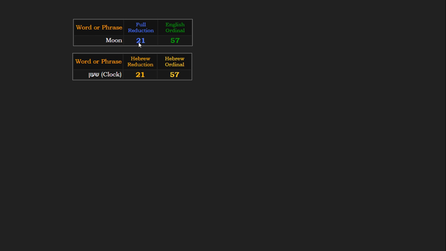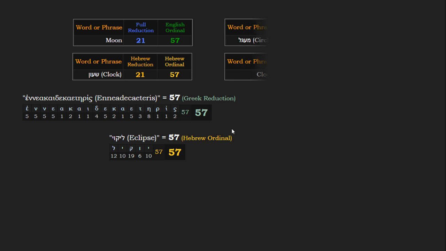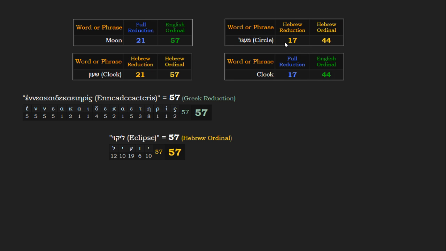In English, moon equals 21 in reduction and 57 in ordinal. Intriguingly, these are the same numbers as the word clock in Hebrew. Think about how most clocks are circles. The word circle in Hebrew sums to 17 and 44. In English, 17 and 44 are the numeric values of the word clock. In regards to the 57, the Metonic cycle in Greek is called aniadecateris, which sums to 57. This is also the ordinal value of eclipse in Hebrew.